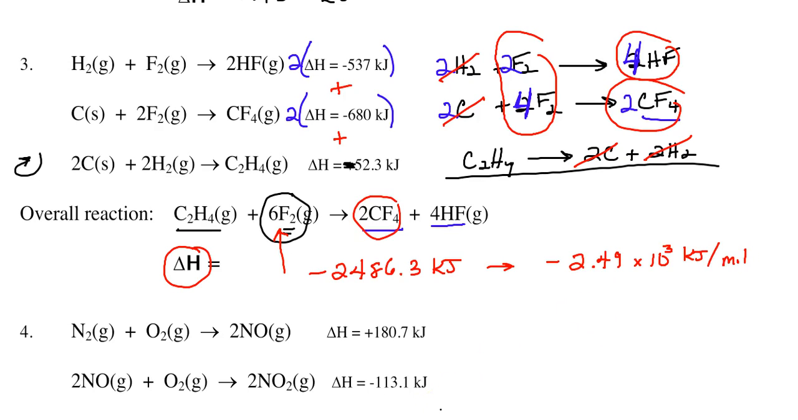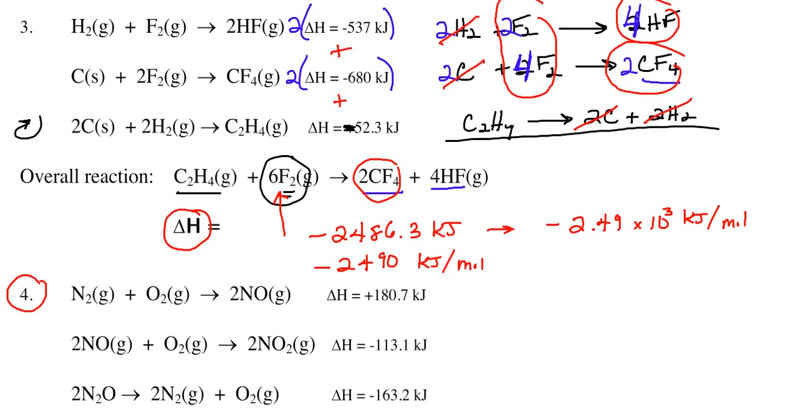So if you didn't want to use scientific notation, it's negative 2490 kilojoules per mole. So 1, 2, and 3 are pretty straightforward. Try your hand at number 4 on your own, and look for the key.